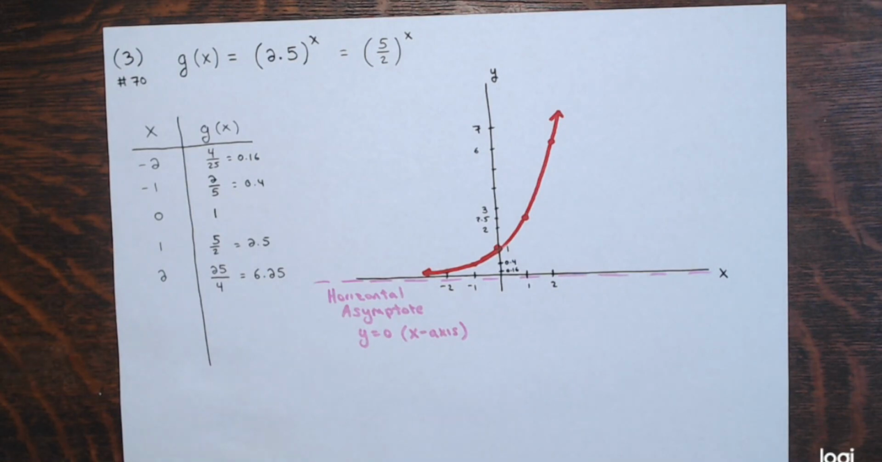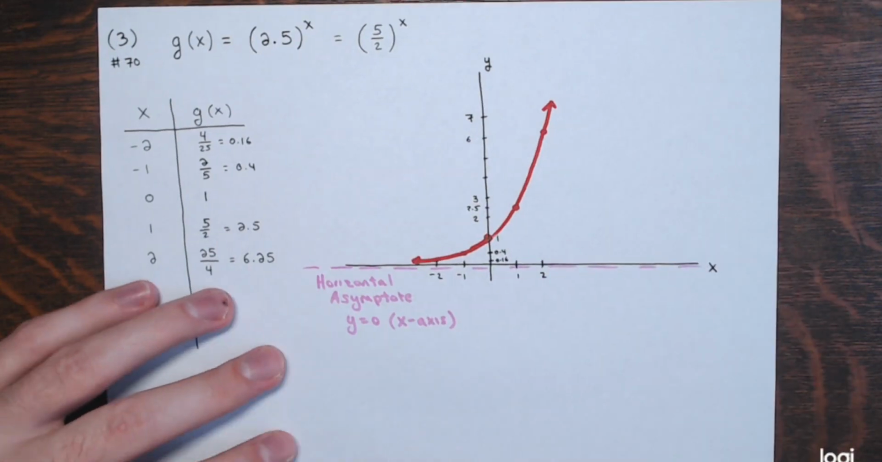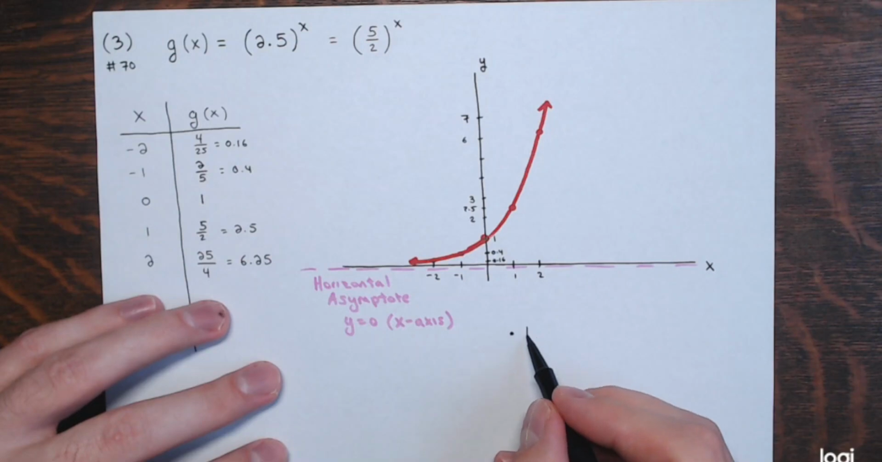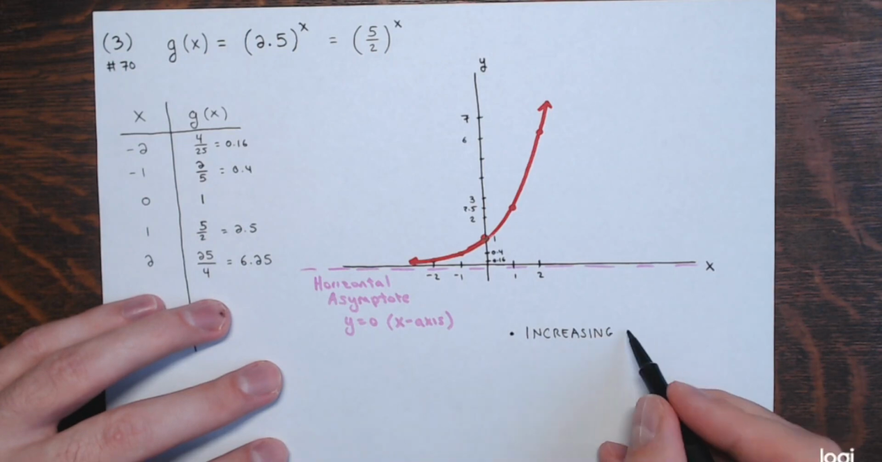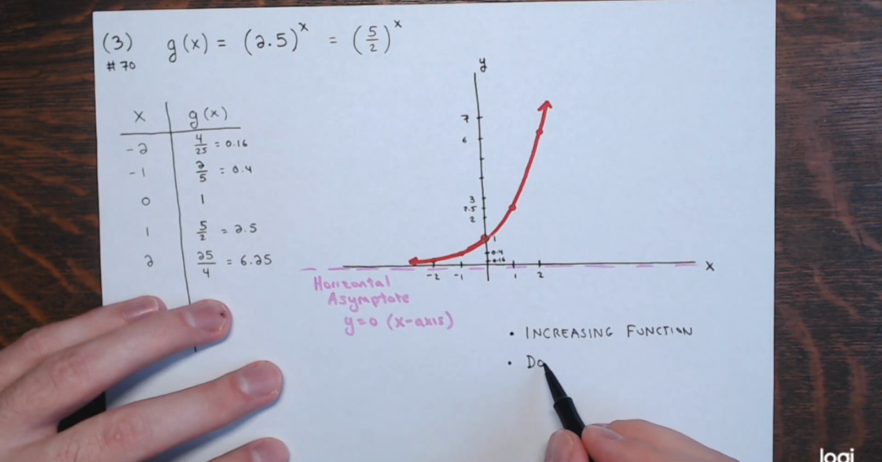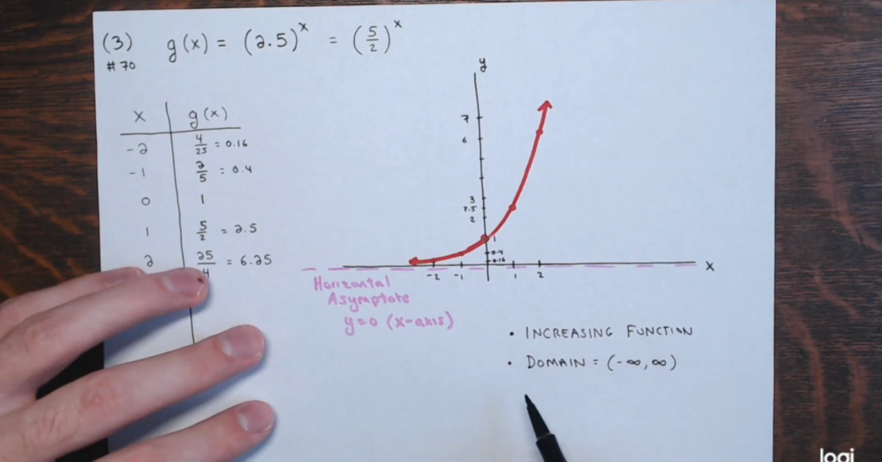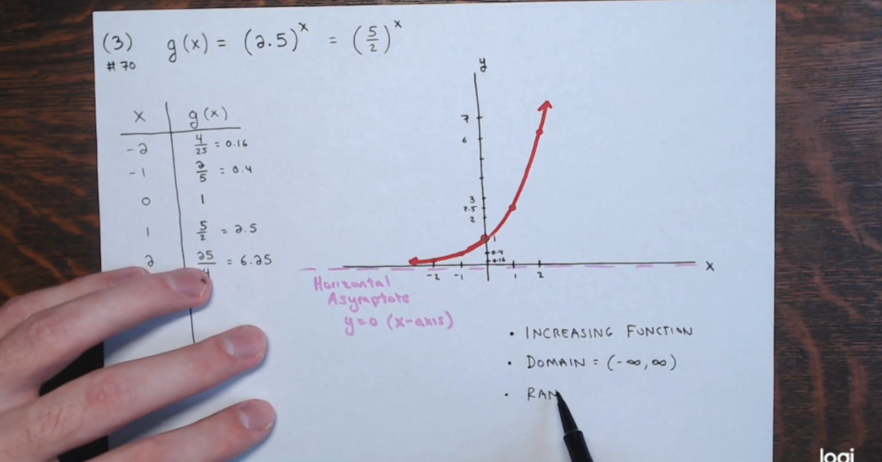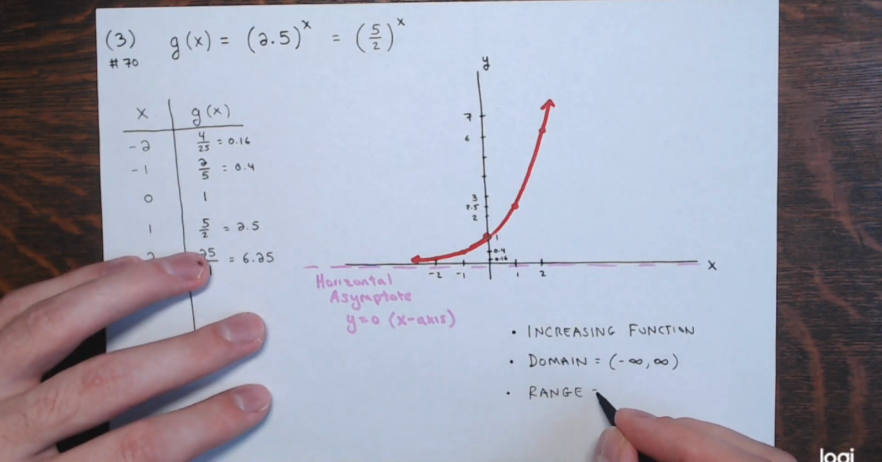And once again, this is an increasing function, right? Because as I increase x, the output, the value of the function, is always going up. So it's another increasing function. The domain is all real numbers. As I've been saying, this is always the case for an exponential function. You can plug in anything for x. And the range is all positive numbers, every value above the horizontal asymptote. So from 0 to infinity, but not including 0.